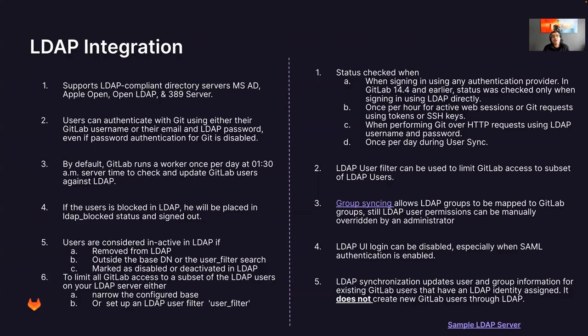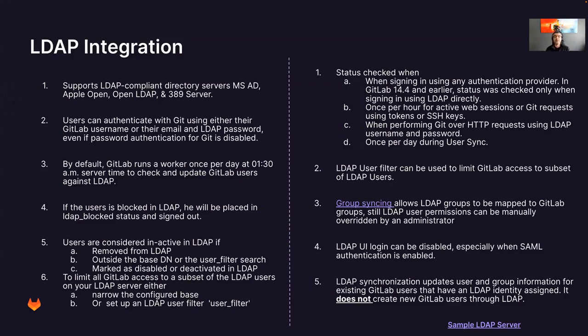Second, once per hour for web sessions. So a user is working, the web session is open, once per hour, the status check will happen. Third, whenever the user is doing a Git over HTTP request, simply git pull or clone for the repo over HTTP, that will trigger the synchronization, or once per day, based on what we mentioned before on the synchronization between LDAP and the GitLab server.